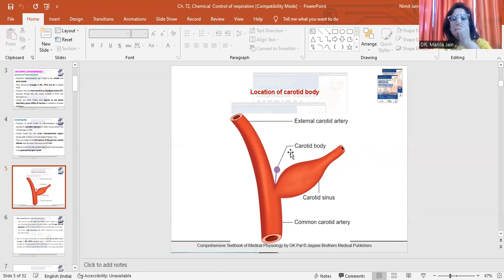Draw it quickly, a simple diagram. Make a common carotid, then the external carotid artery, then your carotid sinus, and at the bifurcation is present the carotid body.